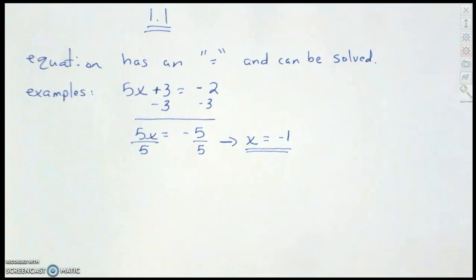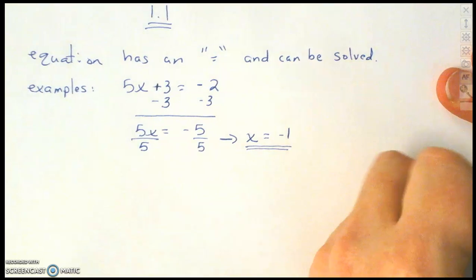And there are three types. And we're going to discuss each type in detail here later on. This is called conditional. It's called conditional because we have an answer, a condition that makes it work. But this is an equation because we have an equal sign.